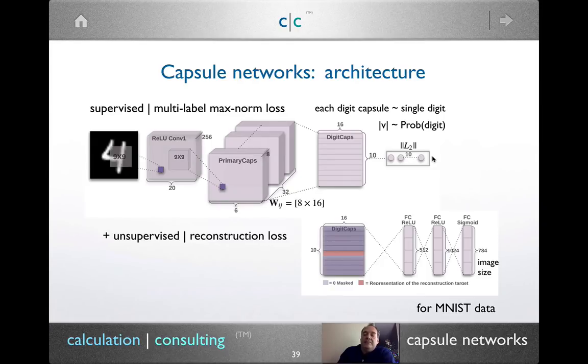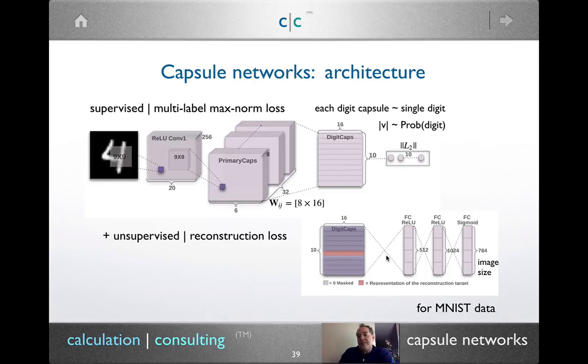It's a max margin type loss. It's a margin type loss function. You can look at the paper. It's a margin type loss function for this, which is a supervised loss. We then have an unsupervised loss as well, which is a type of regularizer.